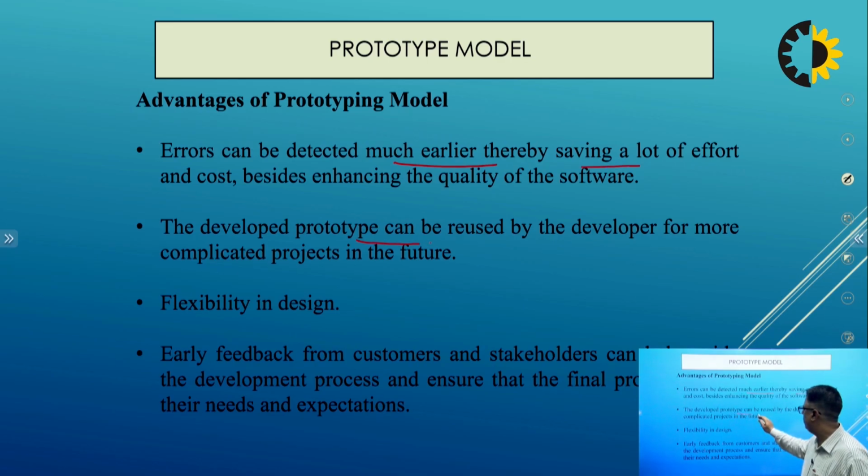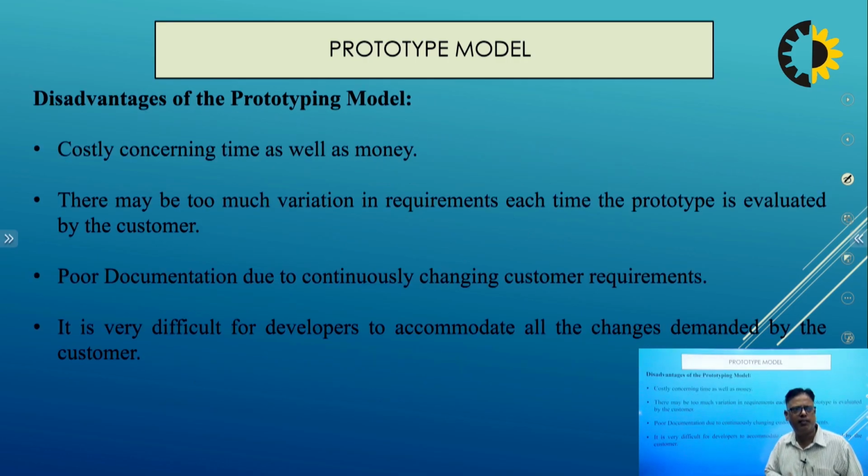Developed prototypes can be reused by the developer teams in complicated projects in future work. We have flexibility in the design because we design the quick prototype model in the initial phases. So, this model is flexible according to the phases. Early feedback from customers and stakeholders can help guide the development process and ensure that the project meets all the requirements decided in the initial phase and the SRS documentation, software requirement specification.